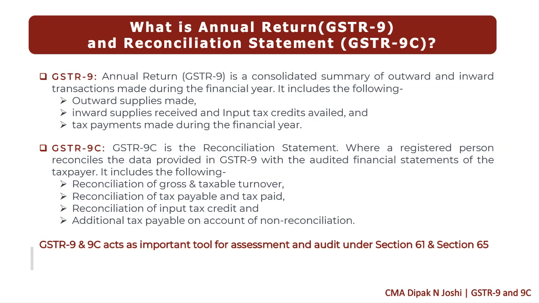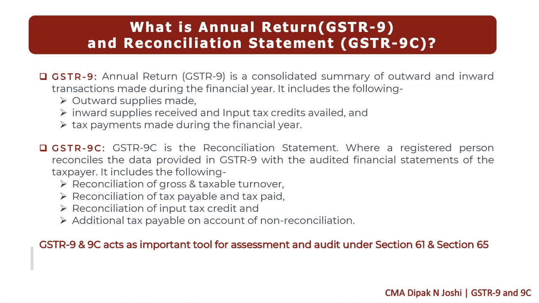So as I mentioned earlier, section 44 of the CGST Act governs the provision of annual return under GST, right? And according to the class of person, there are 3 types of annual return. One is GSTR 9, which is applicable to every registered person. GSTR 9A is applicable in case of a composition person, and GSTR 9B is applicable in case of an e-commerce operator.